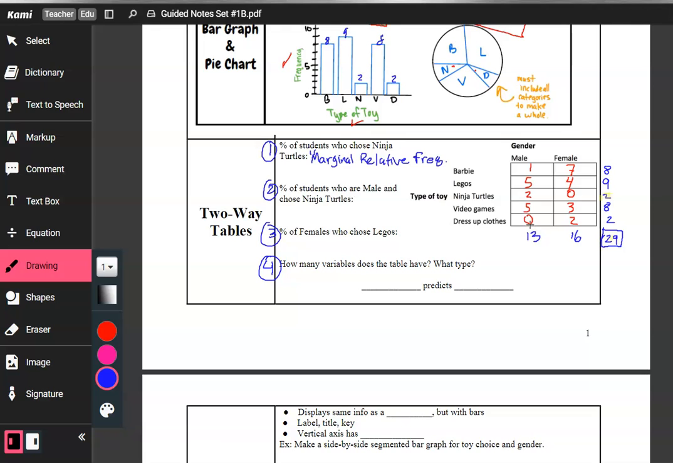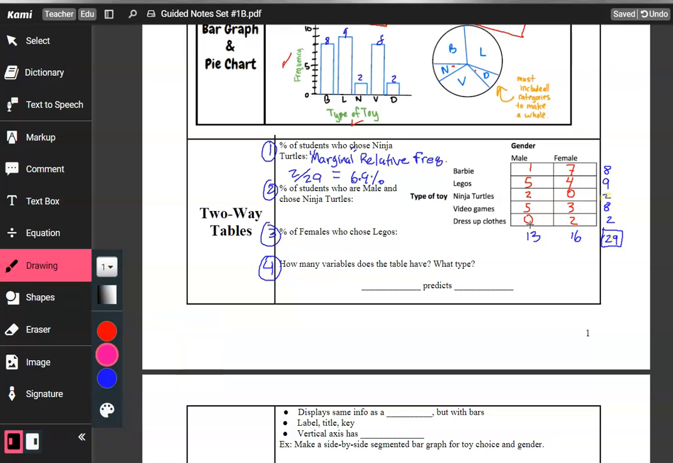Okay, so the word marginal, think of what's in the margins, outside. This has to do with the blue numbers, not the red numbers. So the number of Ninja Turtles in total, there was 2. And if I'm looking for the percent, I need to divide that by the total amount of students involved, and that would be approximately 6.9%.